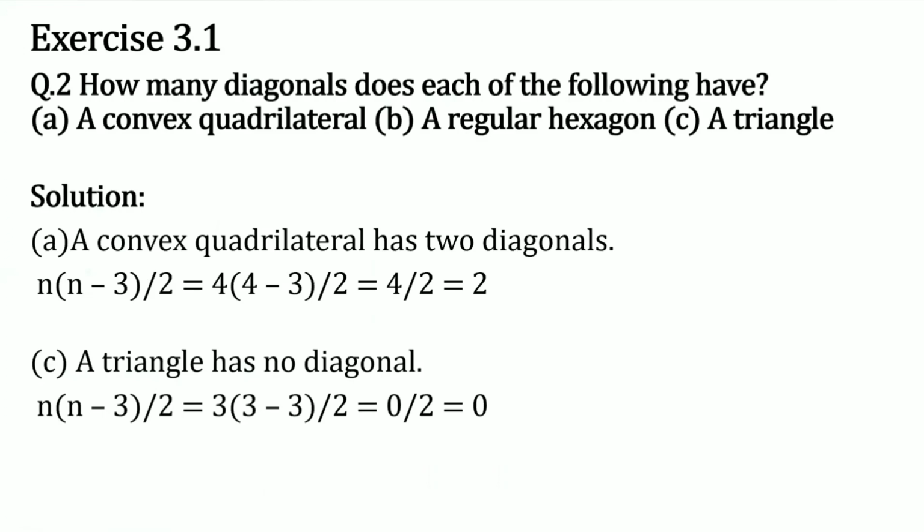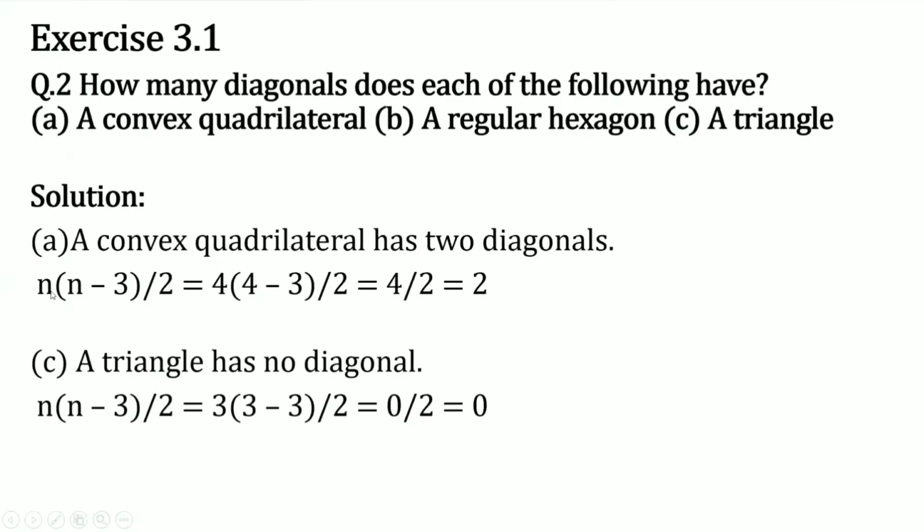How many diagonals does each of the following have? A convex quadrilateral, a regular hexagon, and a triangle. Here I have solved A and C. This B you will be solving by yourself at your home. First, A: a convex quadrilateral has two diagonals. How? It is a quadrilateral, so the value of n is equal to 4. Remember the formula that we have discussed in the previous slides.